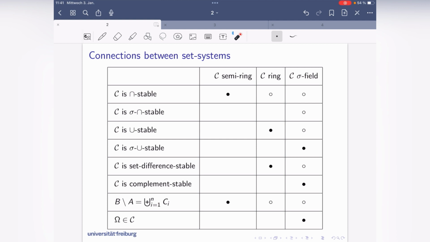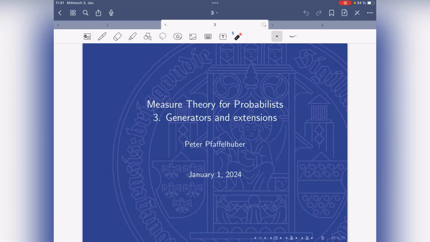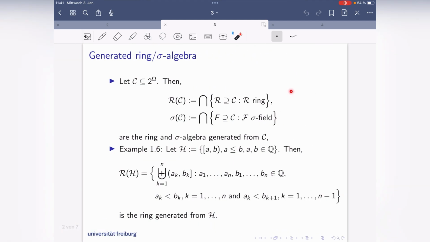So let's start with a small recap from last time. In particular, I will need semi-rings, rings, and sigma fields again. So we said that a semi-ring is an intersection stable set system with this funny property here. A ring is union stable and set difference stable, and a sigma field is sigma union stable and complement stable and also contains the whole set. We will need this today because for these generators and extensions, as I call this here, we start off with these two definitions.